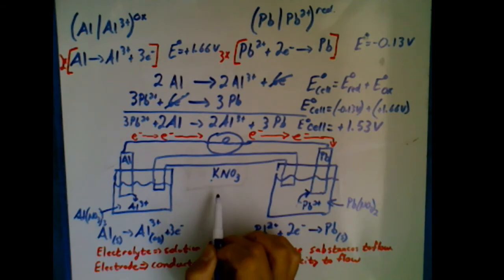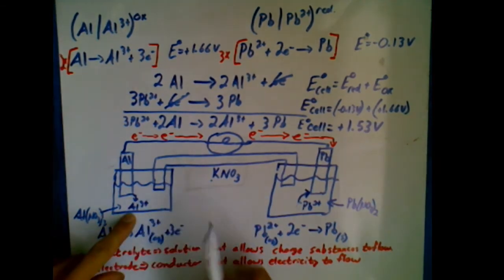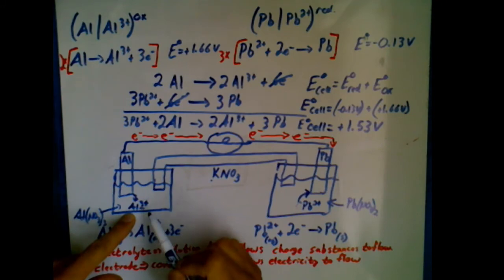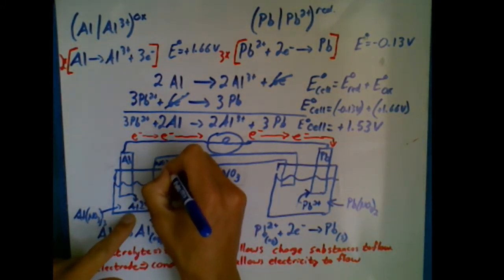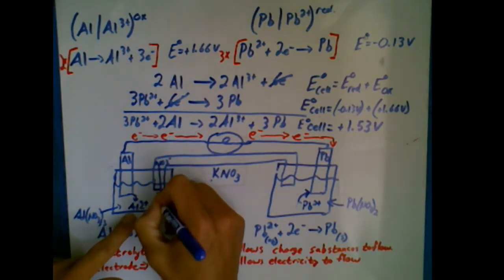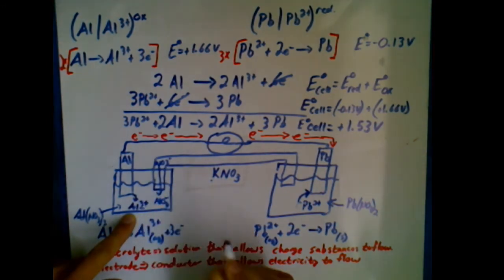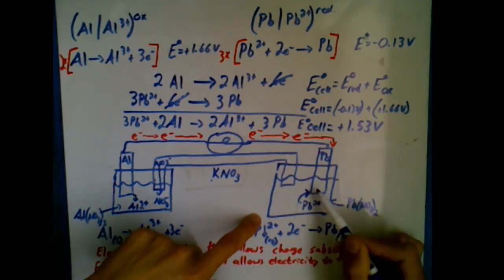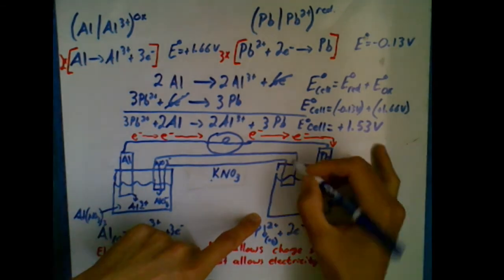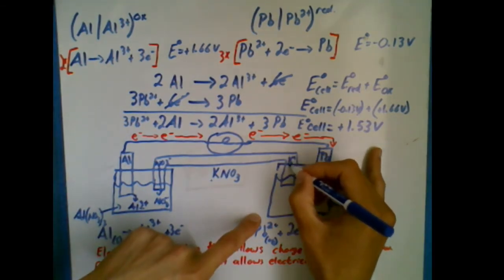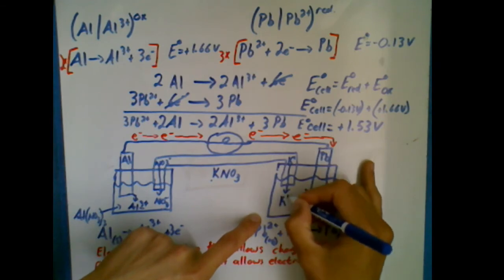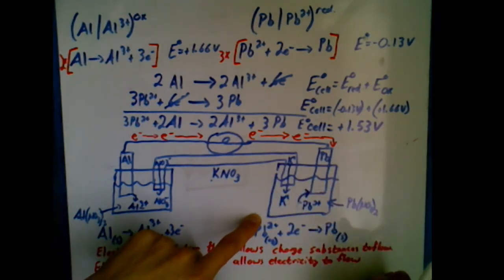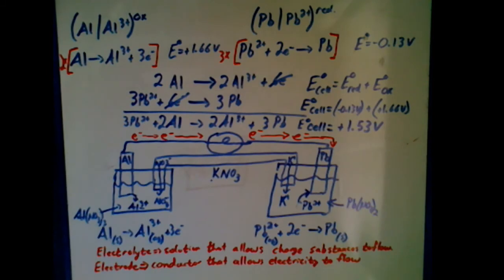What's going to happen is as this becomes more and more positive, the negative nitrates are going to flow into the solution. That is going to start balancing the positive charge. As the positives leave this solution and become solids with no charge, potassium ions can flow into the solution and balance out the charges as they're lost. This then creates your electrochemical cell.